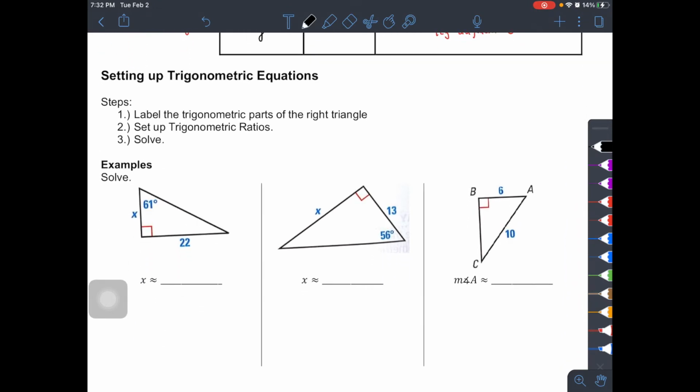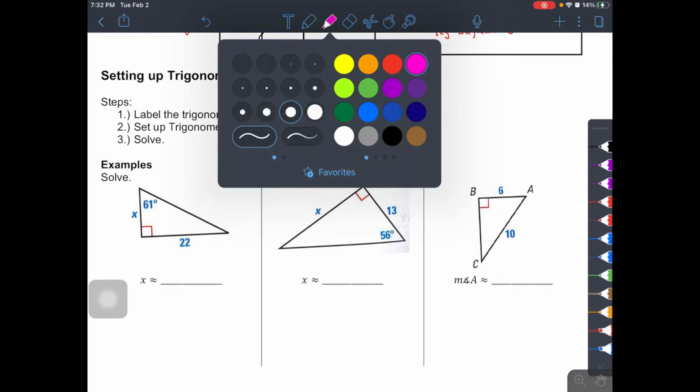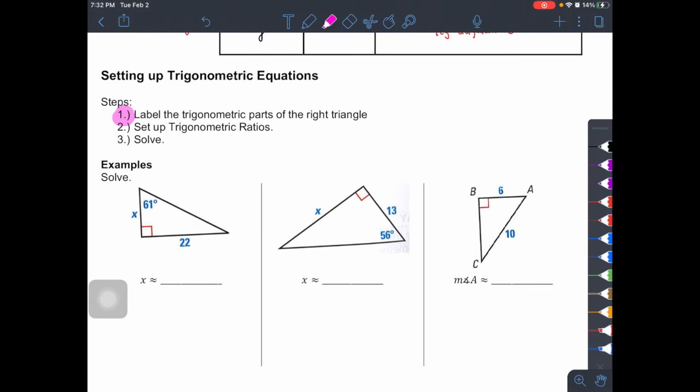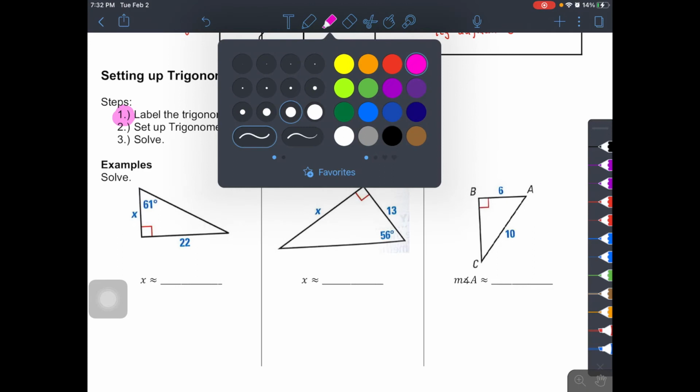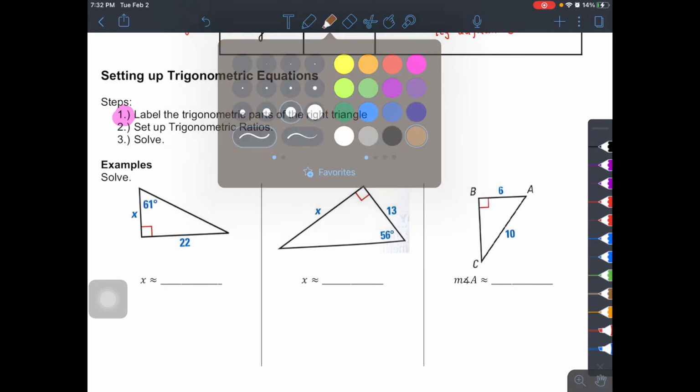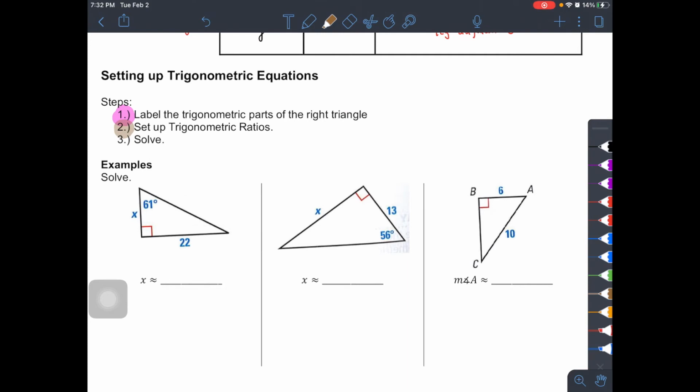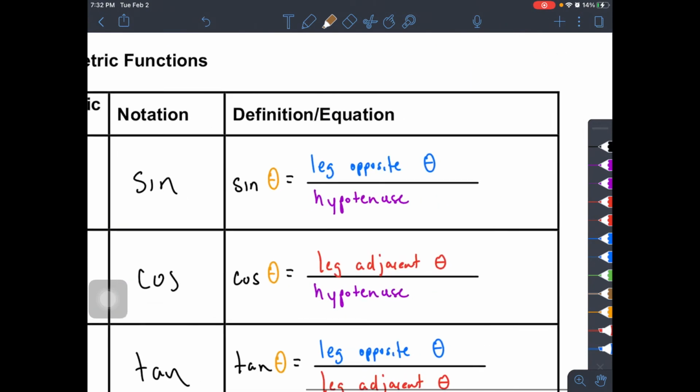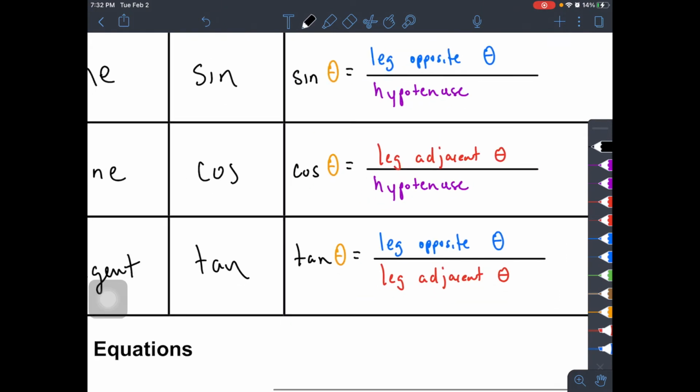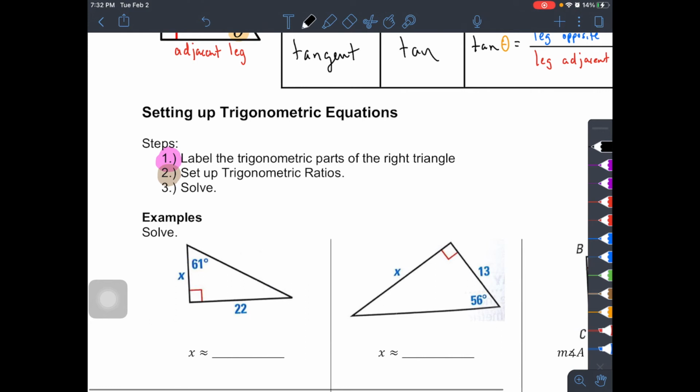Now, how do we utilize that to then solve missing measures? All right, we have three steps that we need to address. Step one, label the trigonometric parts of the right triangle. Step two, you're going to need to set up all the trigonometric ratios. Ratios are the same thing as these equations, right? So I should really add that in. And then step three, we're going to solve.